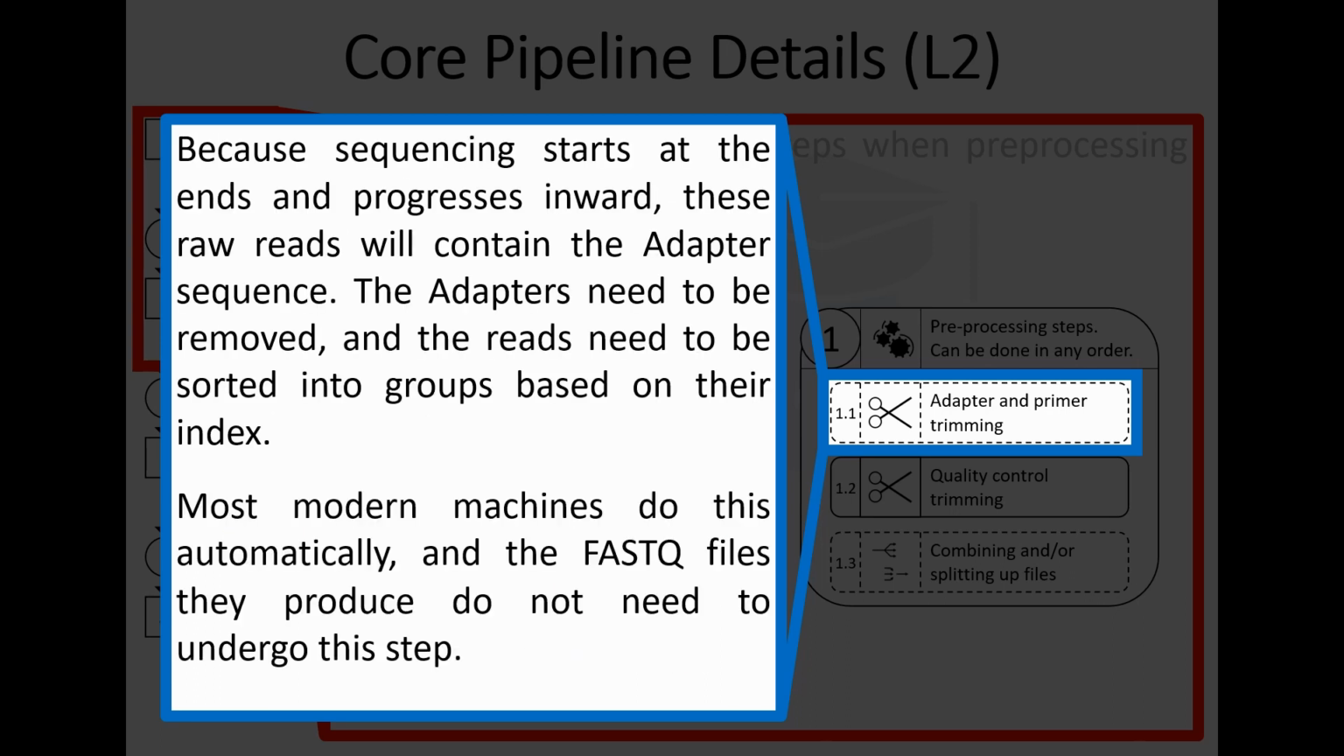Because sequencing starts at the ends and progresses inwards, these raw reads will contain the adapter sequence. The adapters need to be removed, and the reads need to be sorted into groups based on their index. Most modern machines do this automatically, and if so, the FASTQ files they produce do not need to undergo this step. That is why adapter and primer trimming has been designated as a non-mandatory step in the core pipeline, because that step is not always necessary.